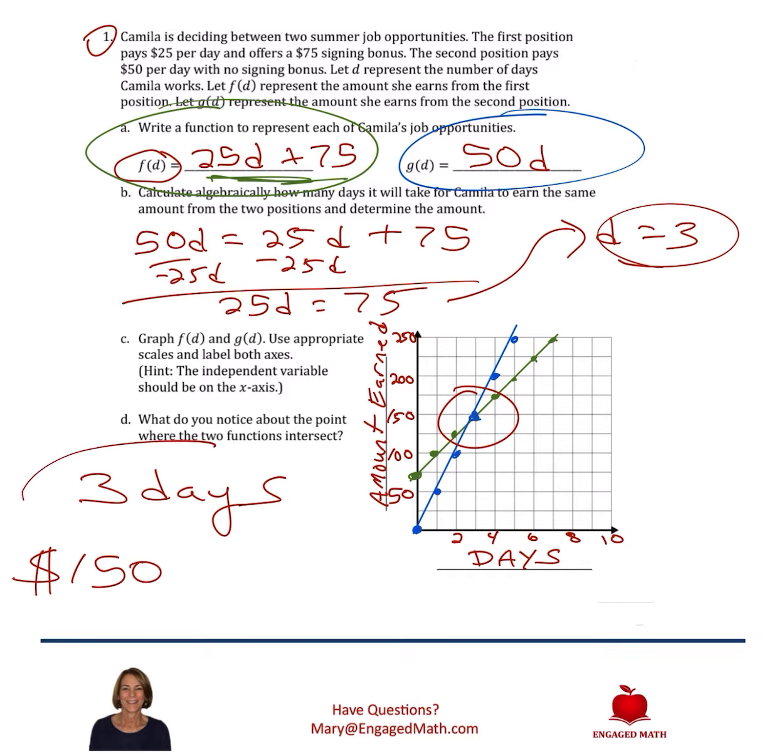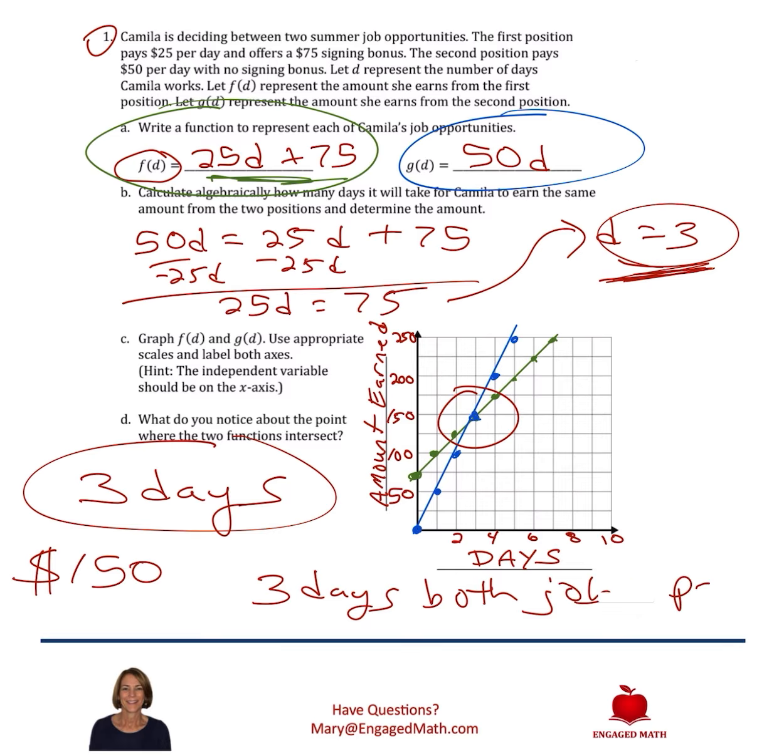And so what we really notice is that the number of days that have gone by, if you think about it, is the exact same thing that we got for D equals 3 there. So we got the same answer. So we know that after 3 days, both jobs pay the same amount.